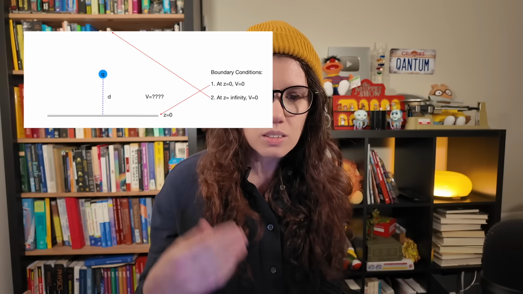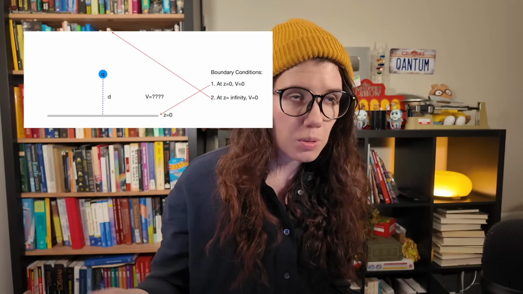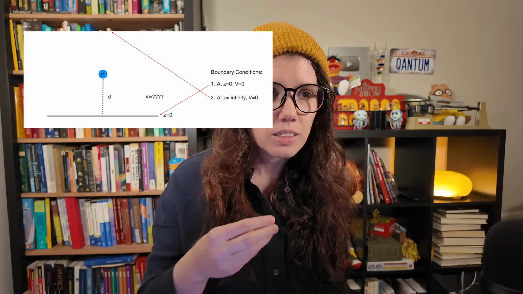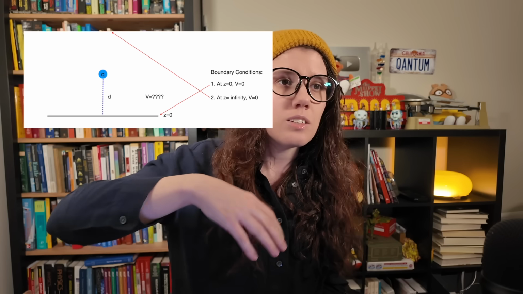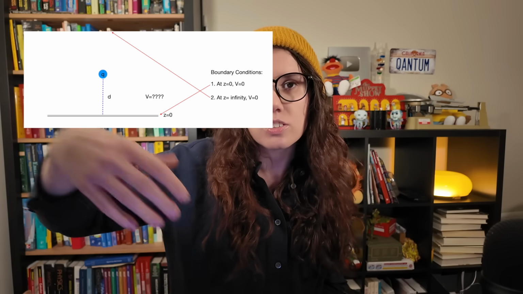Well, the next thing you do on your little checklist of solving a physics problem is look at the boundary conditions. At z equals zero, where this infinite grounded conducting plane is, we know the potential is zero because our plane is grounded. And we can assume that at infinity, away from this charge, the potential is also zero. It has just fallen away.